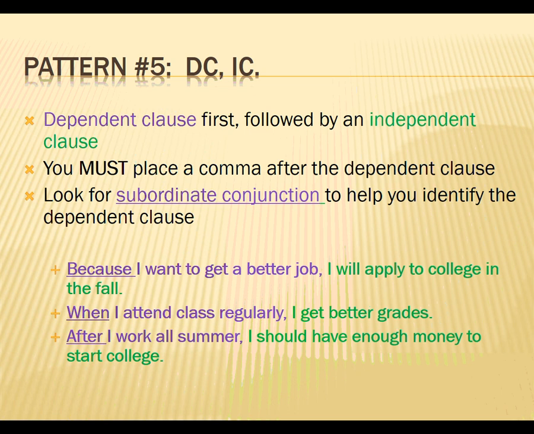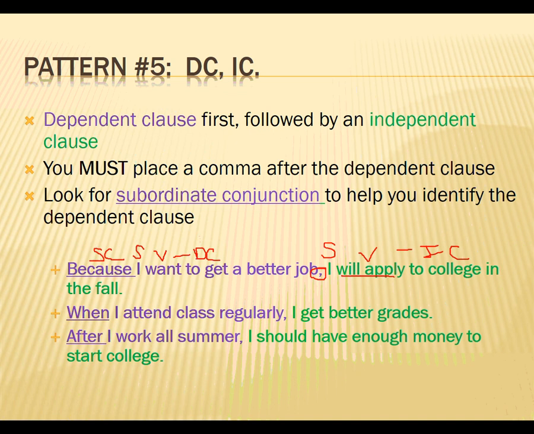Because I want to get a better job, I will apply to college in the fall. In the first clause, because is the subordinate conjunction. I is the subject, want is the verb. Since there is a subordinate conjunction, subject, and a verb, the first clause is the dependent clause. Then there is a comma. After the comma is a second clause. The subject is I. The verb phrase will apply. This clause expresses a complete idea, so it is the independent clause.